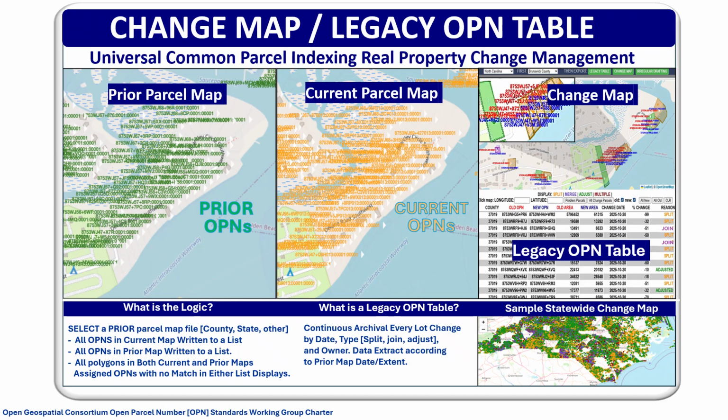The legacy OPN table is an ongoing archival of every change by type, split, join, or adjust, date, and owner. The content of a legacy table is a function of the date and extents of the selected prior map.